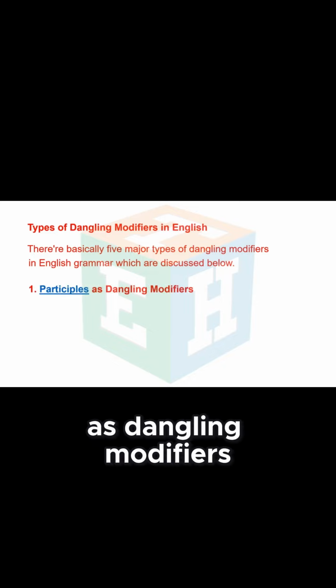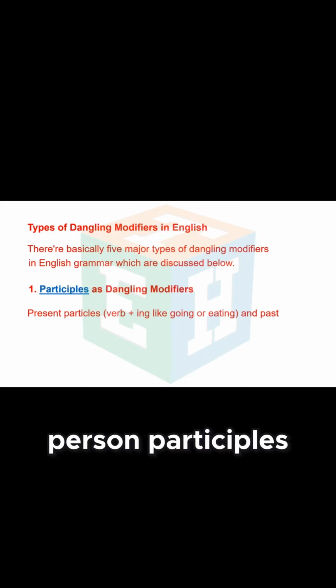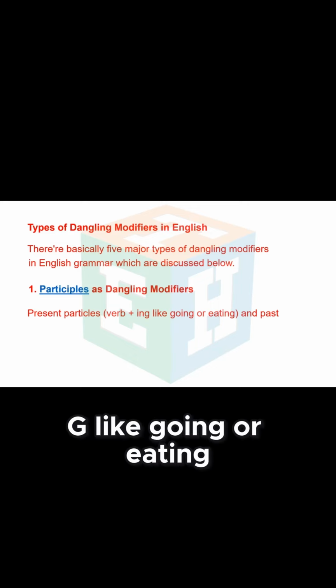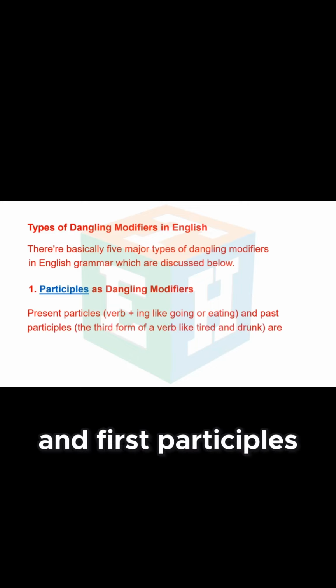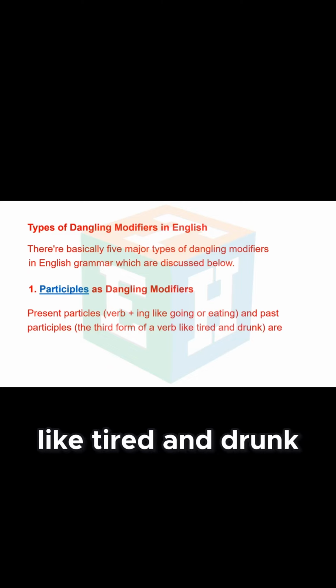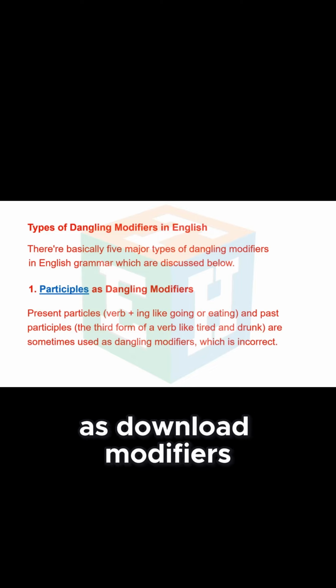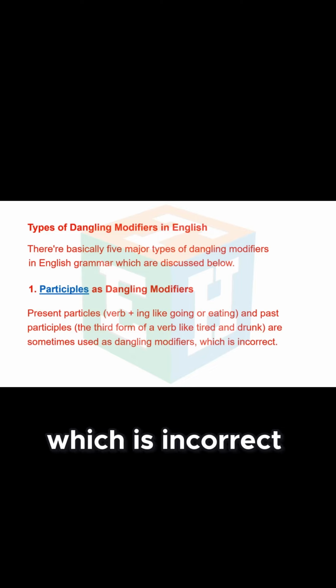1. Participles as dangling modifiers. Present participles, verb plus ing like going or eating, and past participles, the third form of a verb like tired and drunk, are sometimes used as dangling modifiers, which is incorrect.